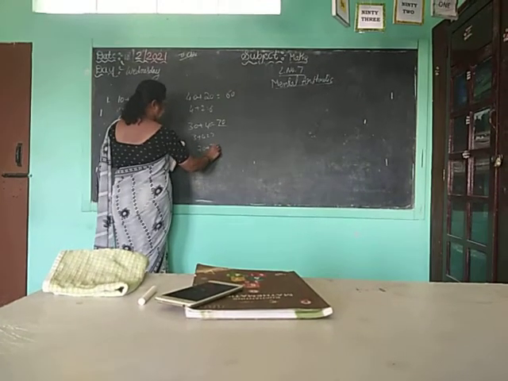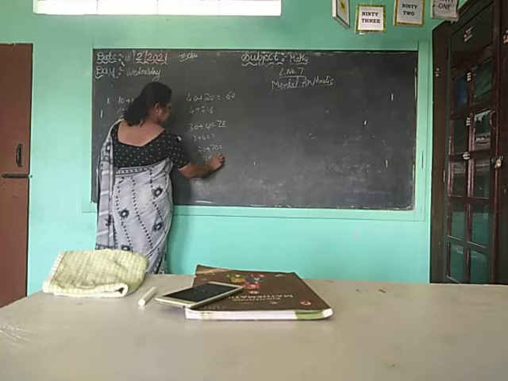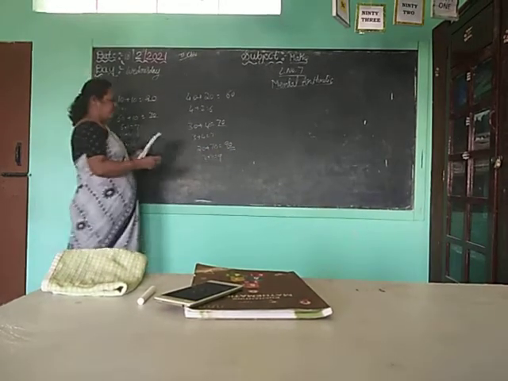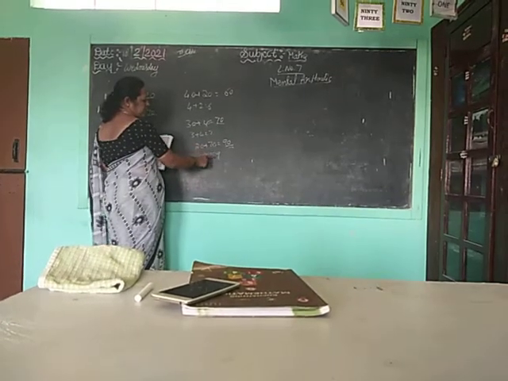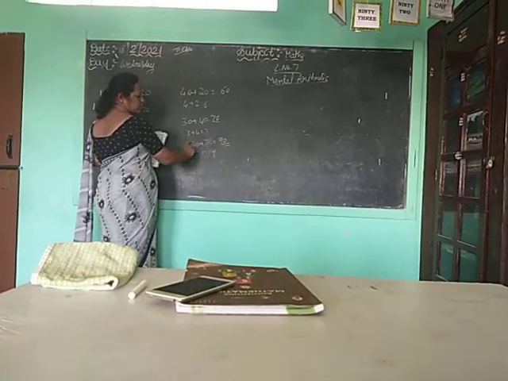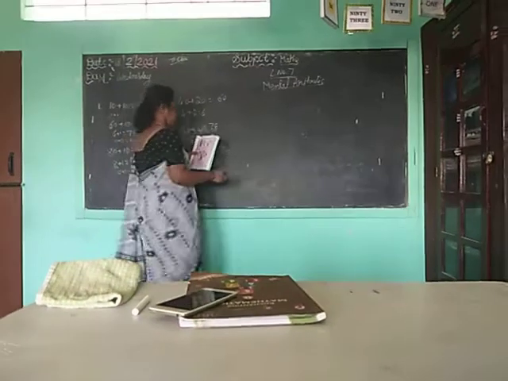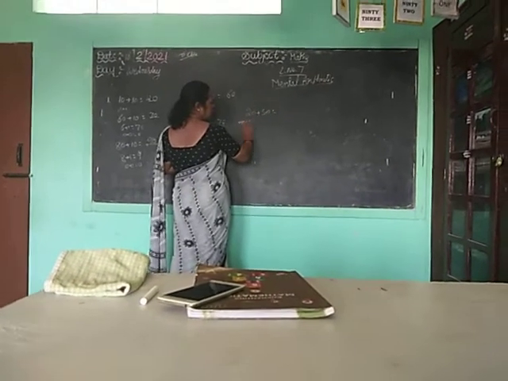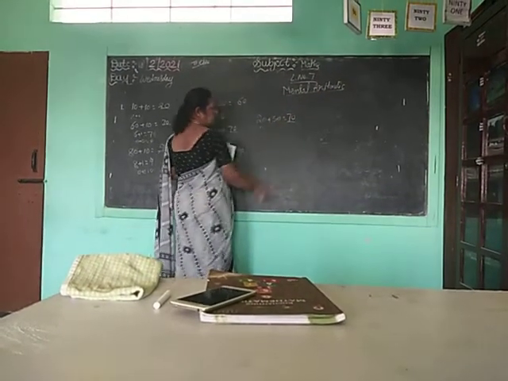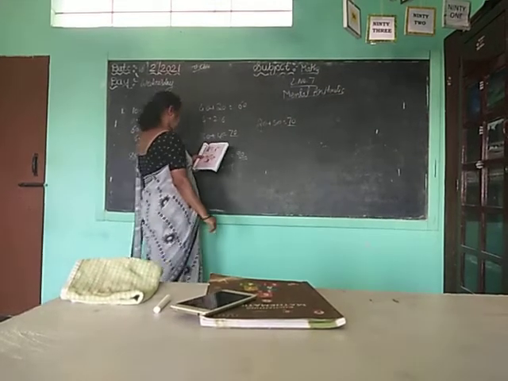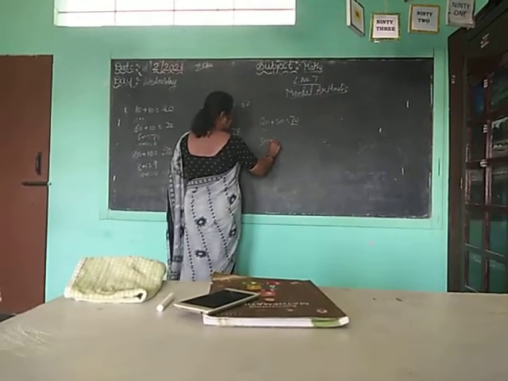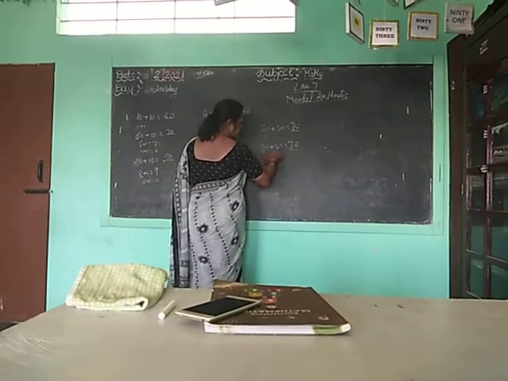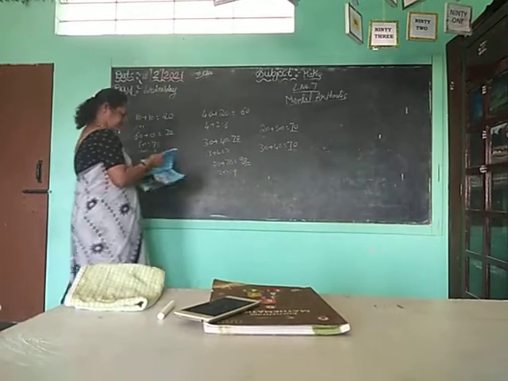20 plus 70. So 2 plus 7 is how much, children? 9. So it is 90. 20 plus 70 is 90. So you got it now. 2 plus 7 is 9, 0 plus 0 is 0. So 90. 20 plus 50, children. 2 plus 5 is how much? 7. So 70. 20 plus 50 is 70. 30 plus 40: 3 plus 4 is 7, that is 0. 30 plus 40 is 70.